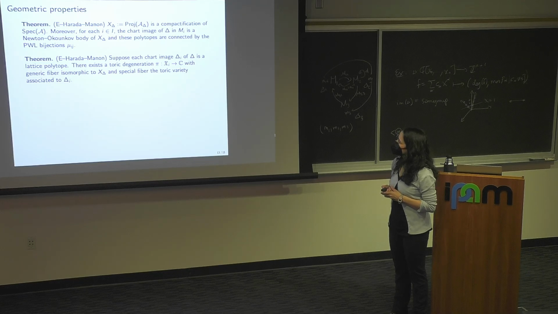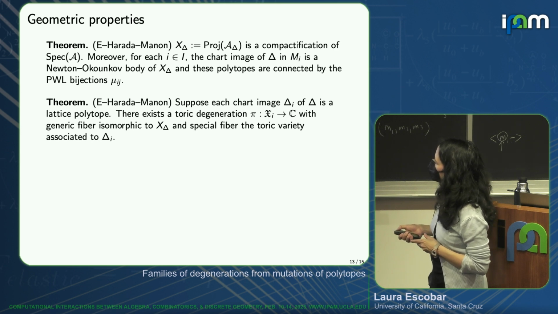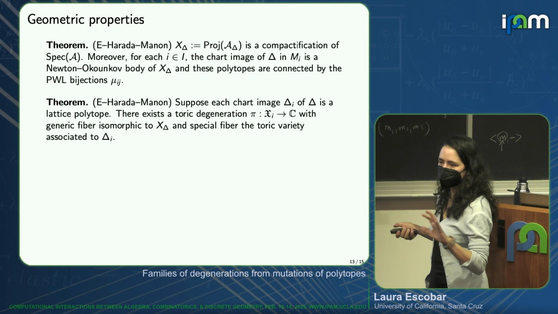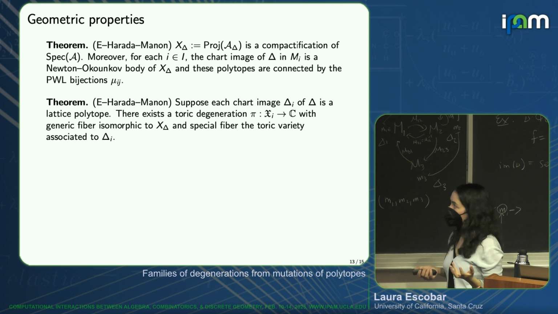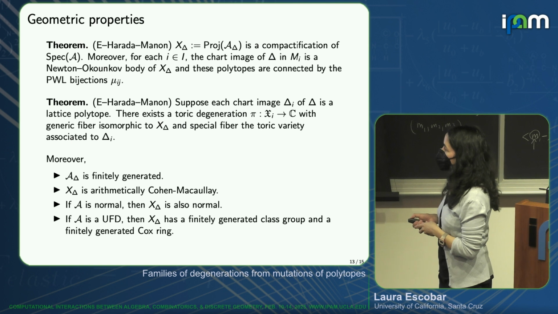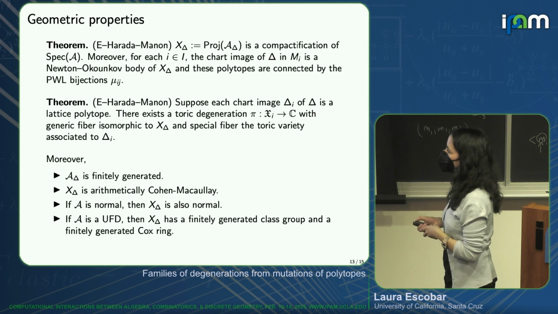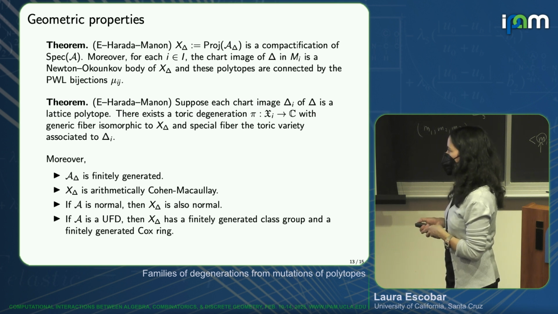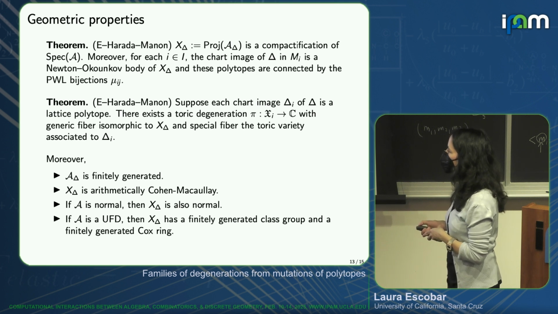There are some geometric properties, but I'll go very quickly. This is just a repeat of what I said before. Each of these polytopes gives you a toric degeneration of your X delta, and there are some nice properties. The ring that I constructed is finitely generated. The compactification is arithmetically Cohen-Macaulay. If the original detropicalization is normal, then your resulting variety is also normal.